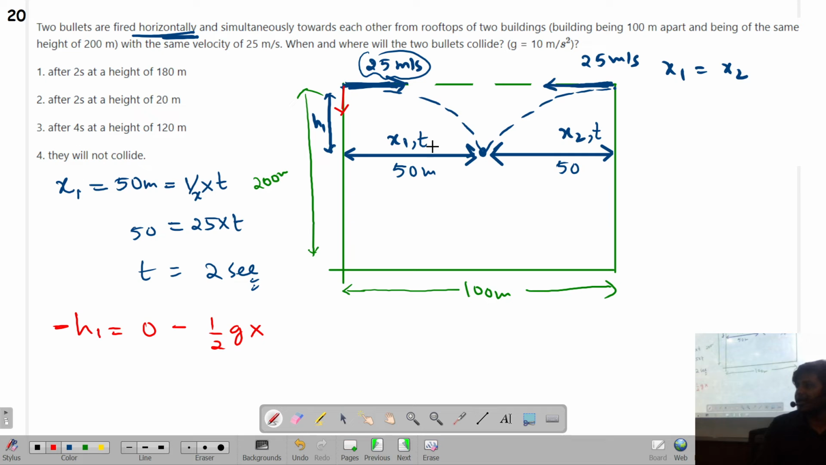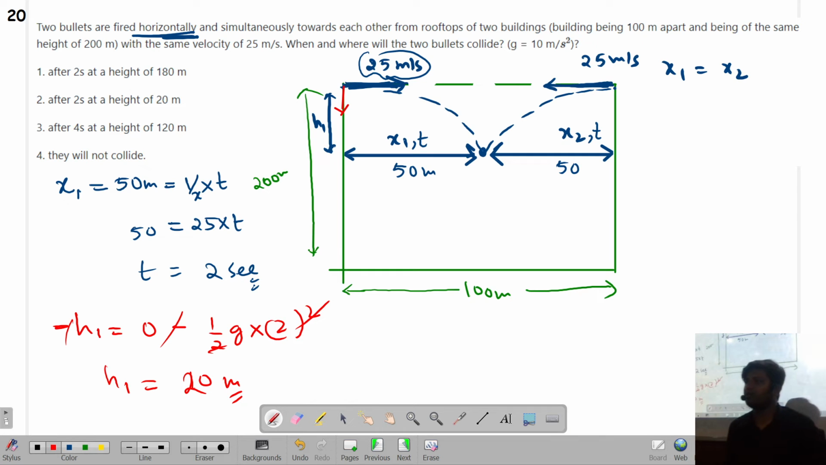After how much time are they colliding? 2 seconds or not? So 2 squared, yes or no? The 2 got cancelled, minus minus got cancelled. Height h1 is how much? 20 meters or not? 20 meters. So is this option correct or is this option correct?